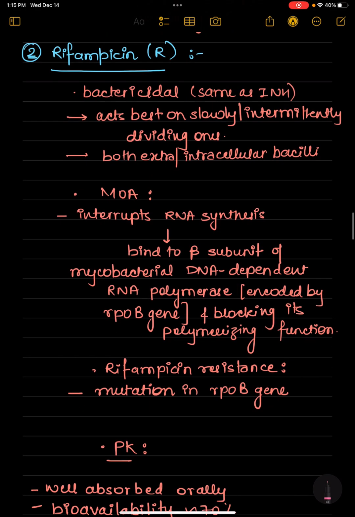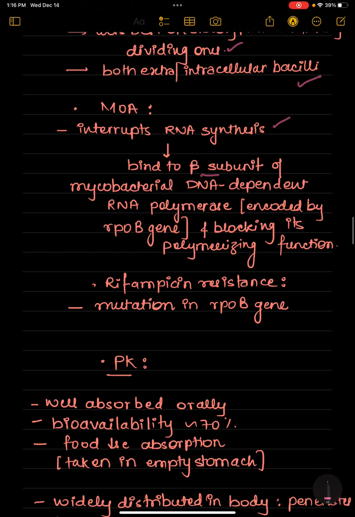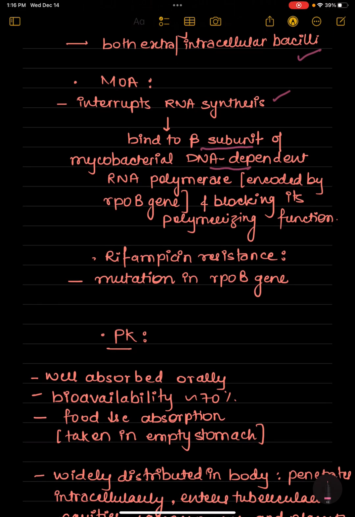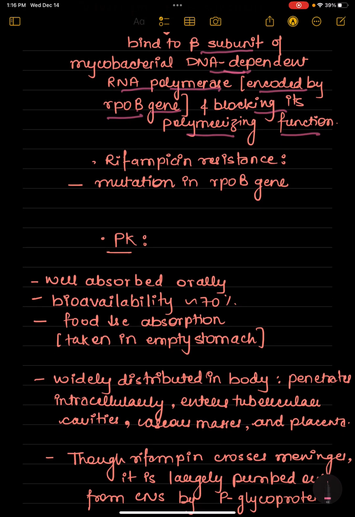Next drug is rifampicin. Rifampicin is a bactericidal drug. It acts best on slowly or intermittently dividing tubercular bacilli. It can act on both extracellular and intracellular bacilli. Mechanism of action is that it interrupts RNA synthesis by binding to beta subunit of DNA dependent RNA polymerase and blocking its polymerizing function. DNA dependent RNA polymerase of Mycobacterium is encoded by RPOB gene. The rifampicin resistance is produced by mutation in RPOB gene.